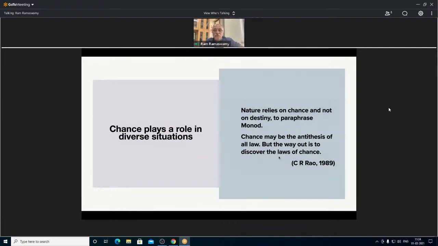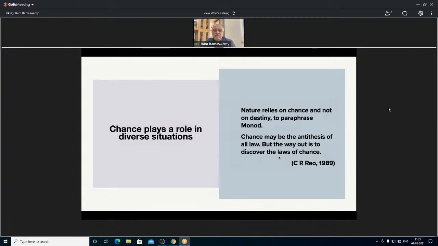Jacques Monod, who got the Nobel Prize some 40, 50 years ago, talked very importantly about chance. He says that nature relies on chance and not on destiny. We do realize, when you know more about molecular biology and genomics and so on, that it is a brilliant accident of fate that we are here to talk about things, because we are just one end of a branch of evolution. Every branch was created by chance mutations, right?